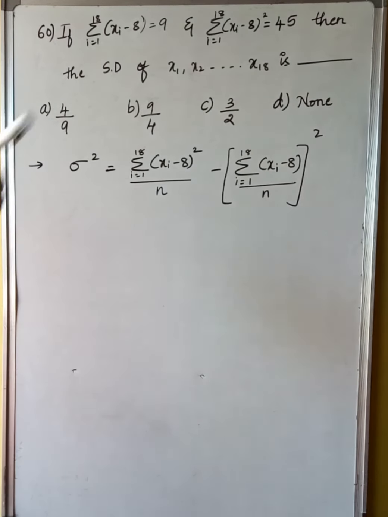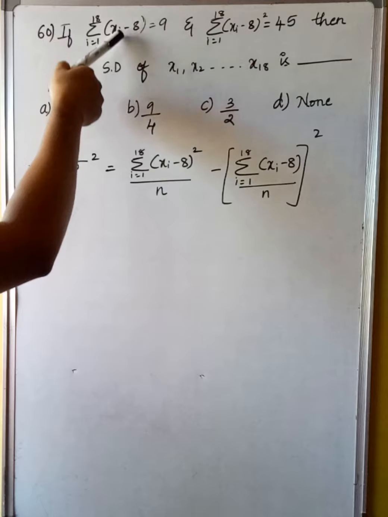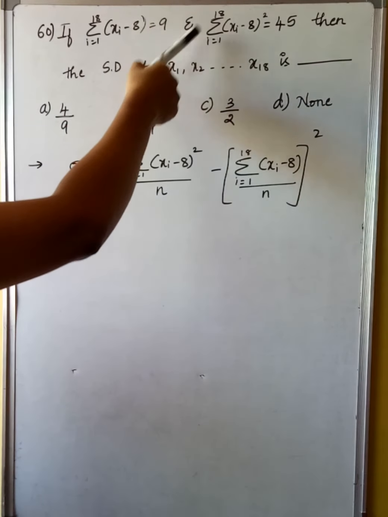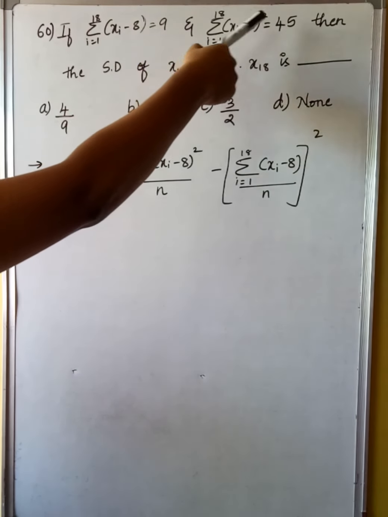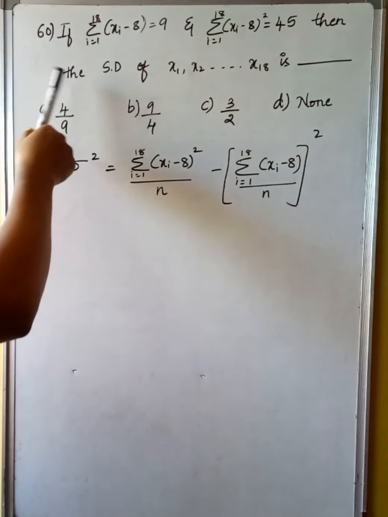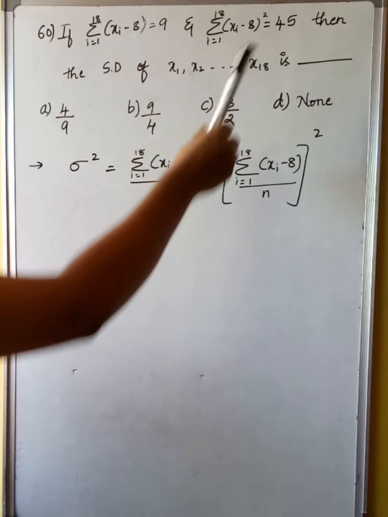So next question says that if sigma i = 1 to 18, (xi - 8) is equal to 9, and sigma i = 1 to 18, (xi - 8) whole square is equal to 45, then the standard deviation of x1, x2, and so on up till x18 is?